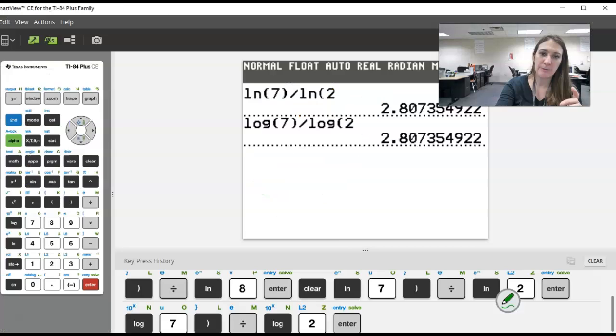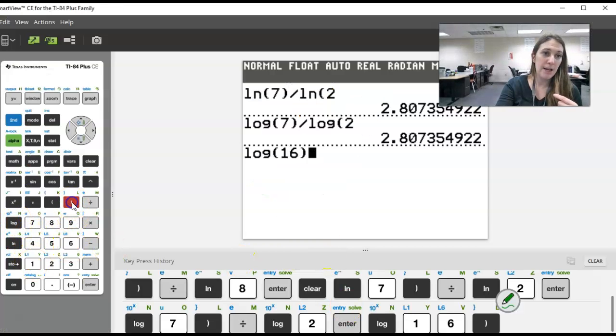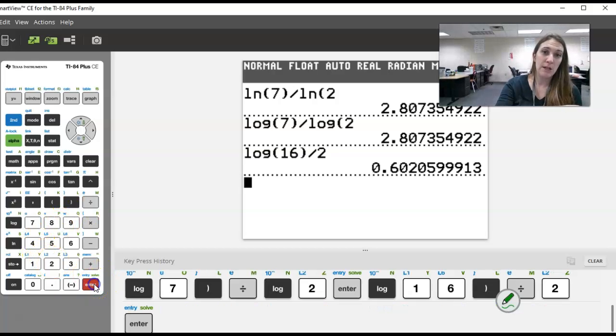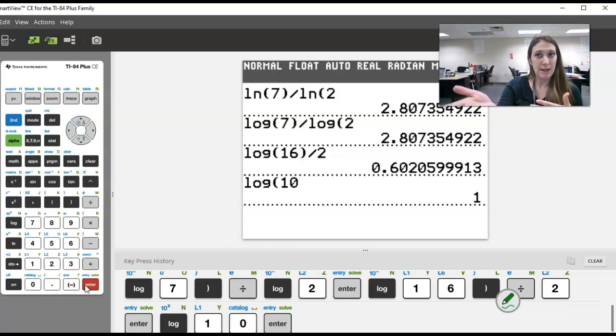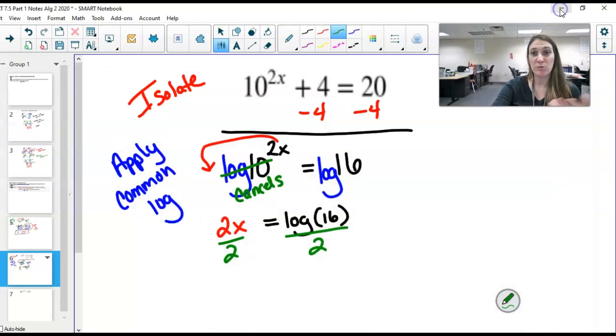All right, back out of here. Go back to my calculator. It was the common log of 16. And then it wasn't divided by the common log of 2. It was literally divided by 2. And you get that answer. Now, earlier in the work, remember how I said it was common log of 10? If you were to type the common log of 10, see how it's a 1? So that's the canceling right there. I'm not saying they're all going to cancel, but when you notice something canceling, like, ooh, that's awesome.